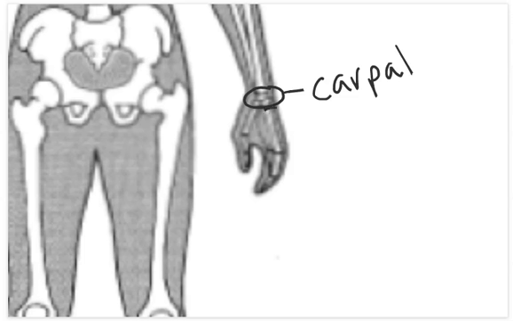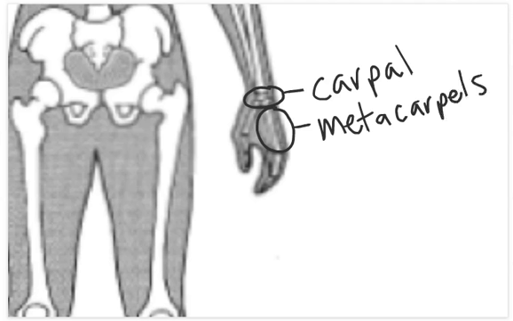Then this section of bones right here, these are called the metacarpals. And then this section right here, these are called the phalanges.